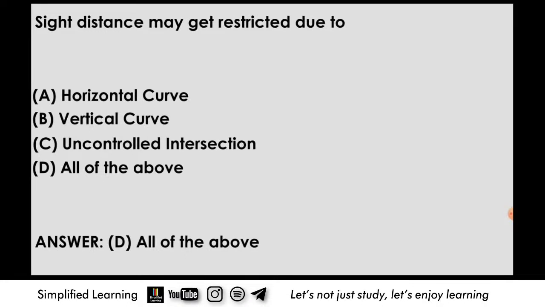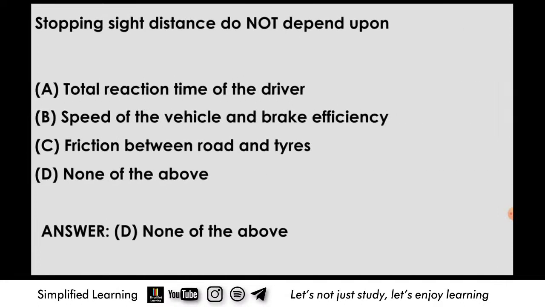Sight distance may get restricted due to a horizontal curve, vertical curve or uncontrolled intersection. Stopping sight distance does not depend on none of the above. It doesn't depend on the total reaction time of the driver, it doesn't depend on the speed of the vehicle or brake efficiency, nor does it depend on friction between the road and tires.